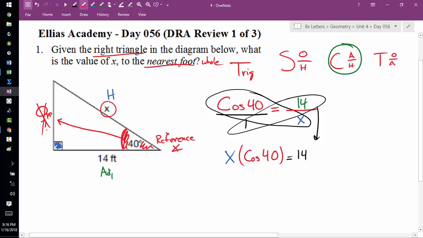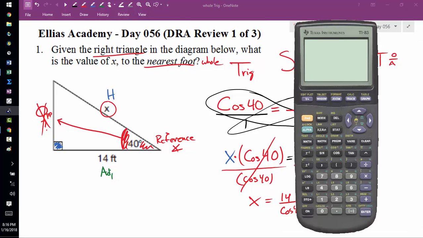We're solving for x. How do I undo multiplication? Well, I do that with division. I'm going to divide by the cosine of 40. They'll cancel out. Whatever I do to one side, I do to the other. So I can tell x is going to equal whatever 14 over the cosine of 40 is. I can type it into the calculator.